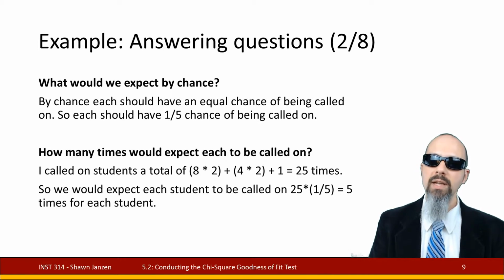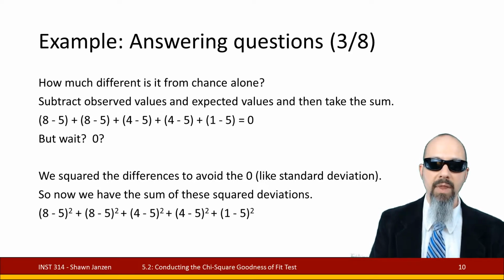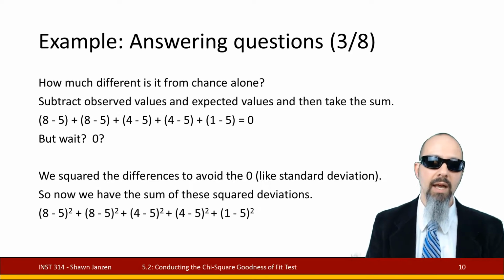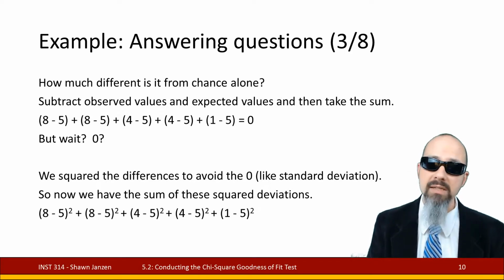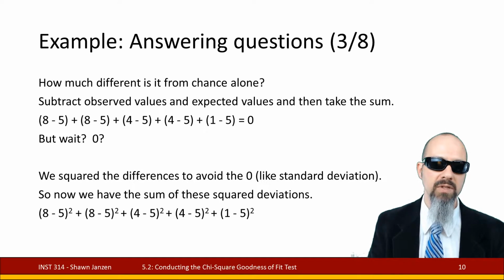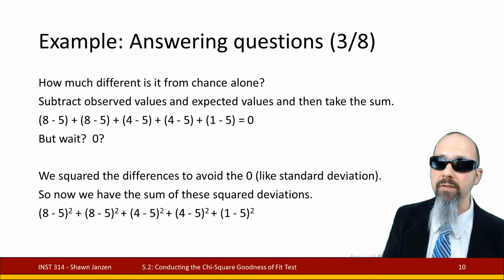So let's figure out how much this is different from chance alone. The first step is to subtract the values observed from those that we would expect and take the sum. Now, if I did this without the extra steps of the chi-square, and I just subtracted them and summed them up, I would get a 0. That doesn't work out very well, especially when it goes into a numerator. So we end up squaring our differences, very much like how we do with standard deviations, helping us avoid the 0 and giving us an absolute difference.